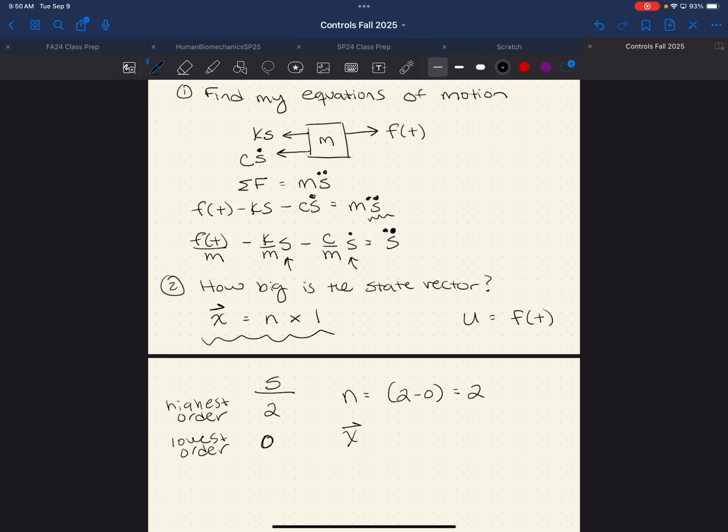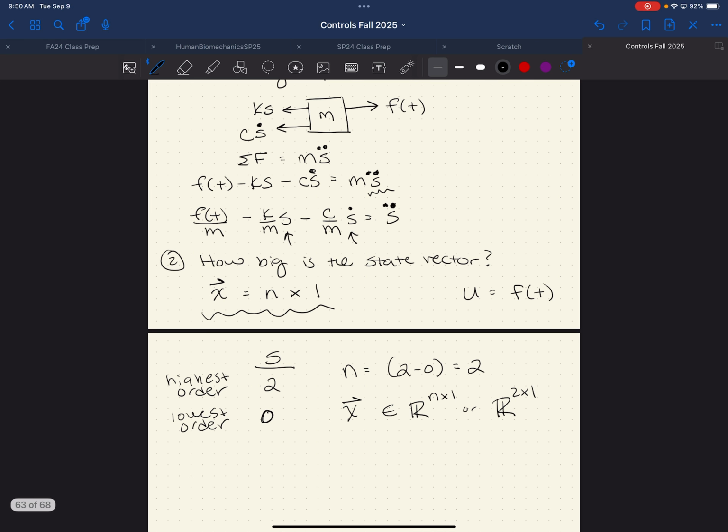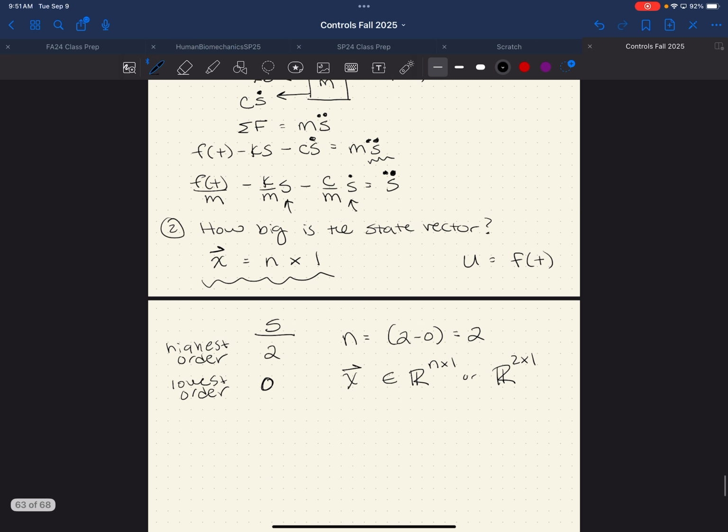So x is, you might even see it written like this, or 2 by 1, which basically says that the x vector is in the space of all real numbers that have 2 rows and 1 column. So we're just saying that each of the components of x is a real number. All right, so now we need to figure out what actually goes in there. What are the contents of the state vector?